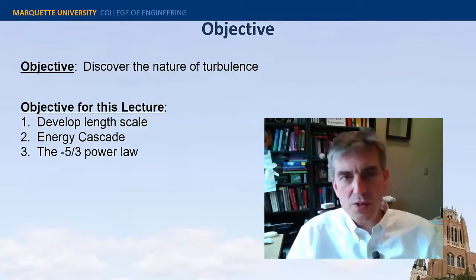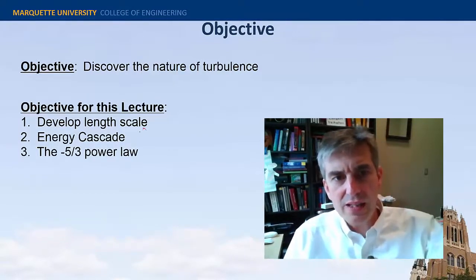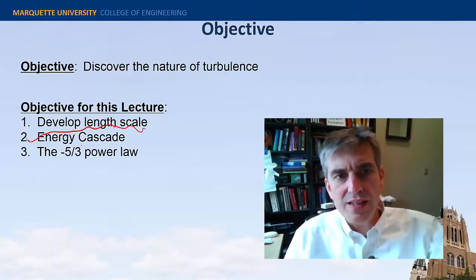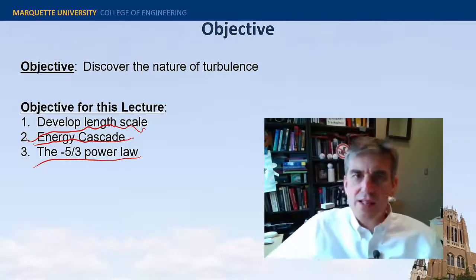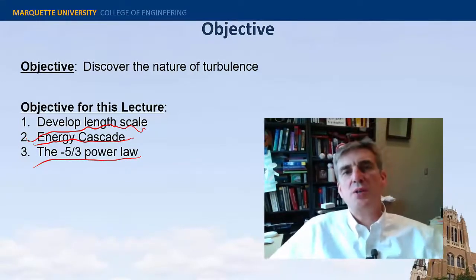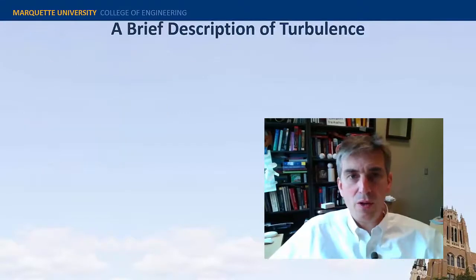But in this lecture, we're going to focus on the nature of turbulence and the length scales associated with turbulence, this idea called the energy cascade, and then we're going to show that the energy cascade is self-similar. It's also known as the minus 5/3 power law.